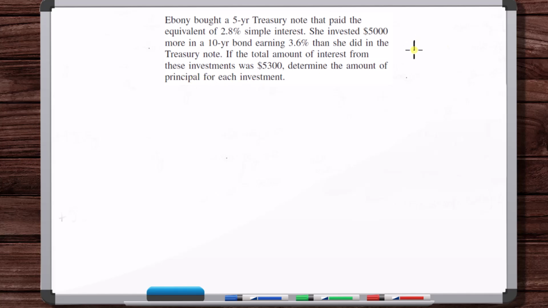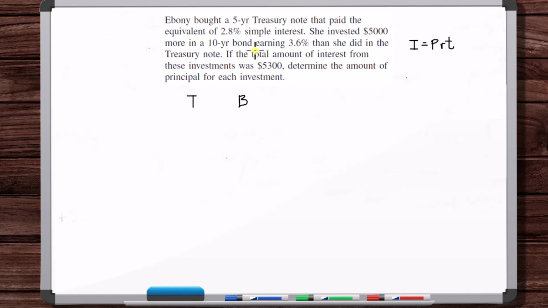So we're dealing with simple interest here, where the interest is principal times rate times time. I'm not going to go into as much detail in this video about the meaning of all these equations. We talked about that in the textbook video and in the previous example problem video. We need to determine the amount of principal for each investment, the treasury note and the bond. So we'll call T the amount she invested in the treasury note, and B the amount she invested in the bond.